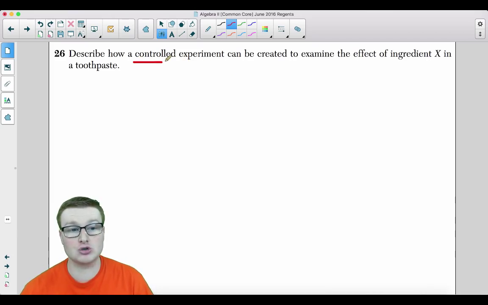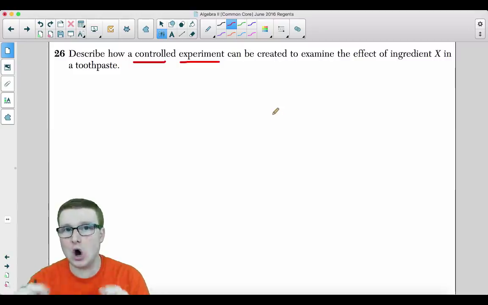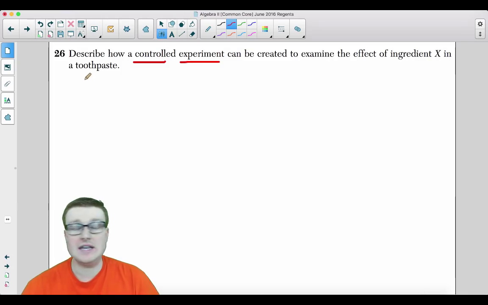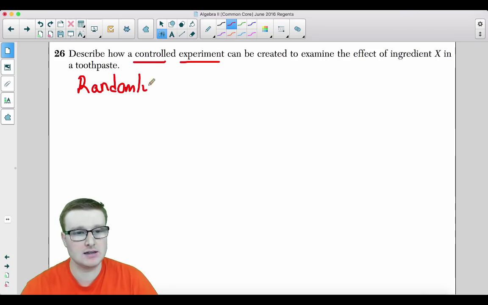You need to know what a controlled experiment is. You are controlling the variables in the experiment. So there's got to be an independent variable and a dependent variable. Here's what we're going to say. The key to get this question right is a controlled experiment has to be randomly assigned. So randomly assign, that's the important piece.